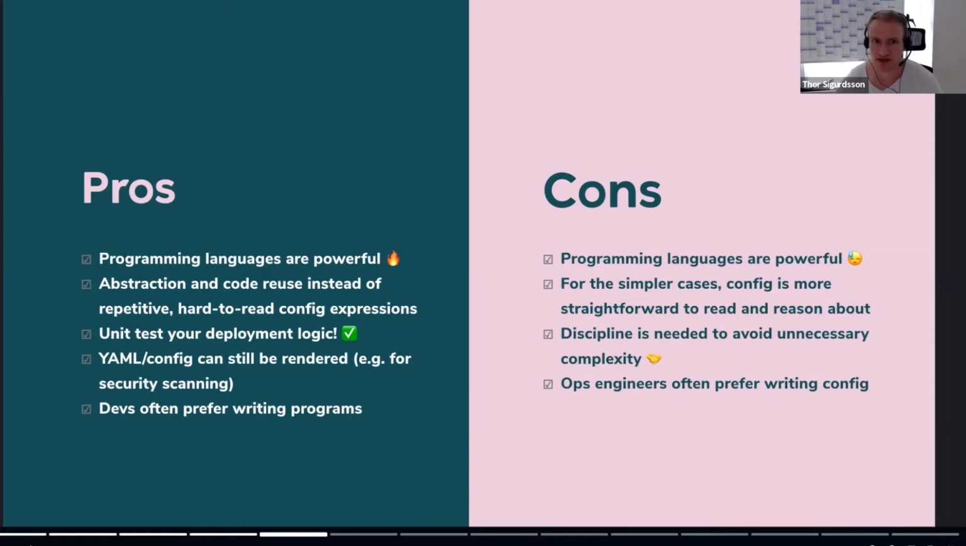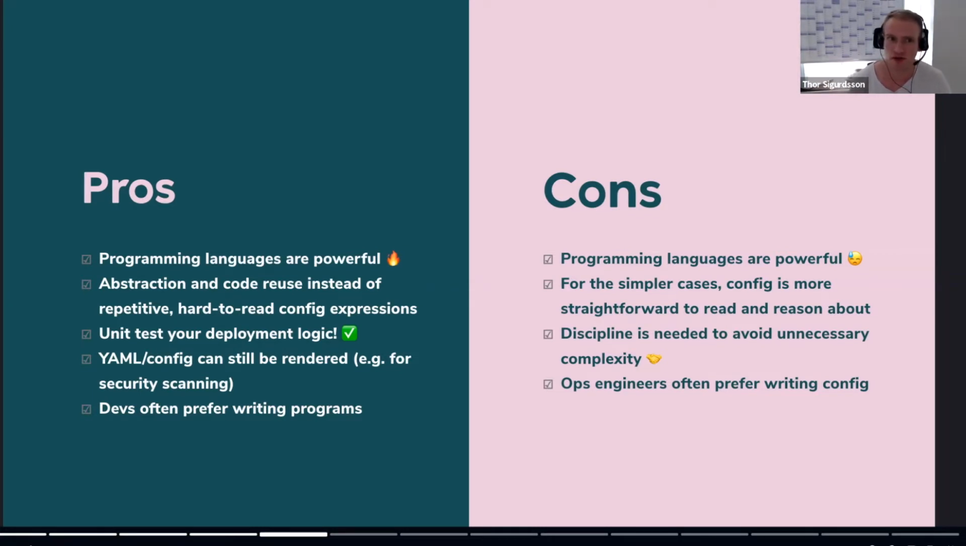Now, the first and main drawback of Pulumi is the flip side of the main upside: programming languages are powerful, and that's scary and difficult. Because when you see a config file, it's a data structure literal. That's literally what it is. It's just a nested data structure, and it's right there.